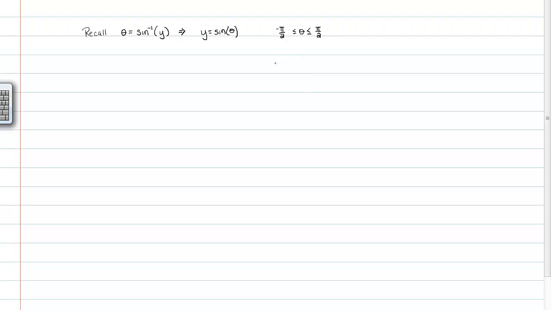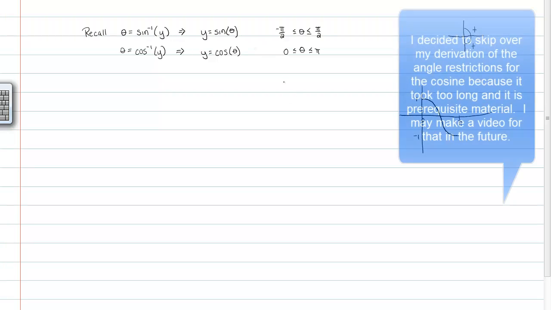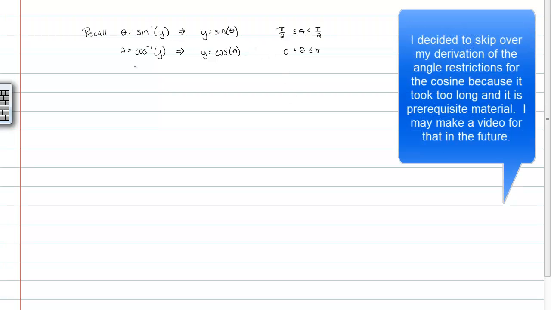If you don't believe me, I've tried to do this video a few times without being too reviewy, but it just didn't work out. So instead, I'm just going to say that you should probably be already pretty strong with trig. I'm just going to tell you right now that these are the ranges of the sine inverse, and then we'll do the cosine inverse as well. So speaking of cosine, theta is equal to cosine inverse of y implies that y is equal to cosine of theta.